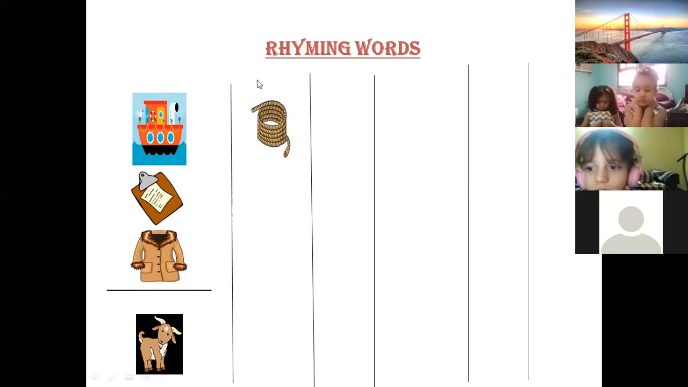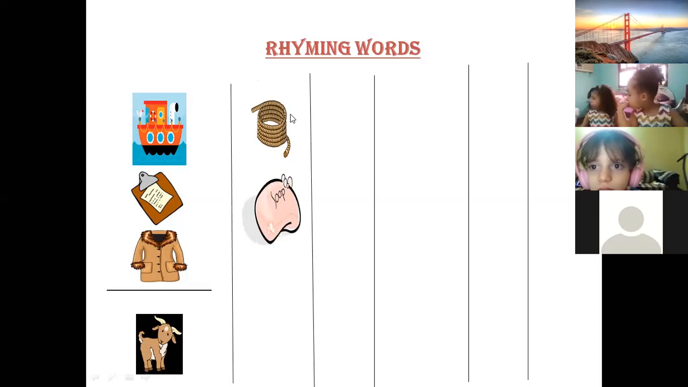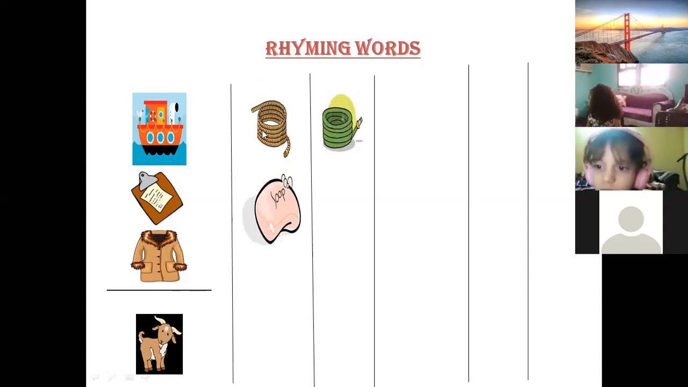Now, Omar, are you with me? Yes. Omar, this is what, Omar? Rope. Rope rhymes with what? Soap. Excellent, Omar. Rope, soap, oap. Rhymes. Why, Omar, are they rhymes? Because they have the same ending sound. Excellent.